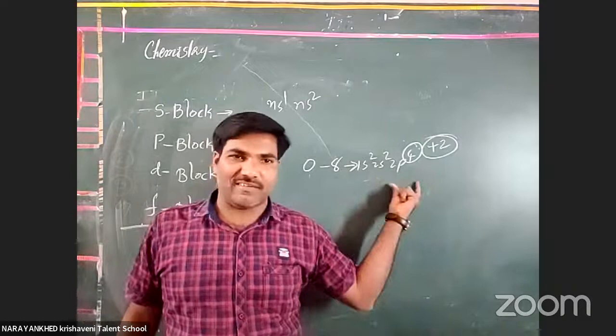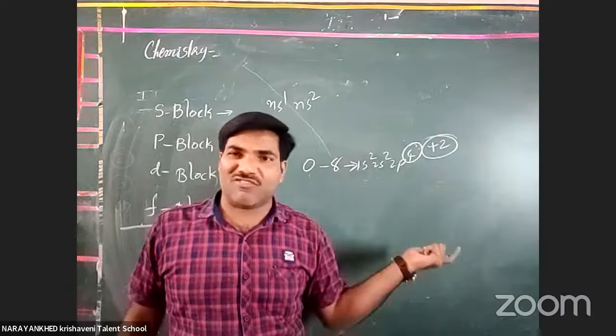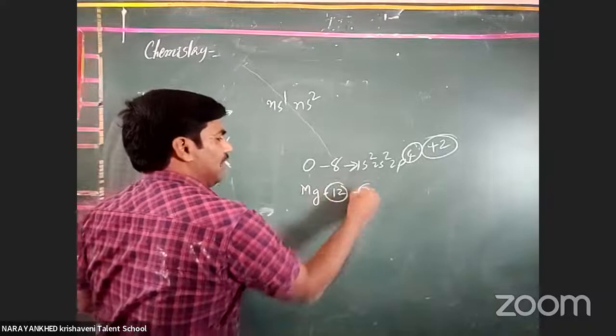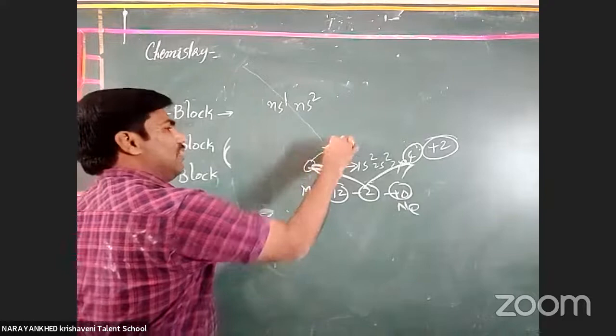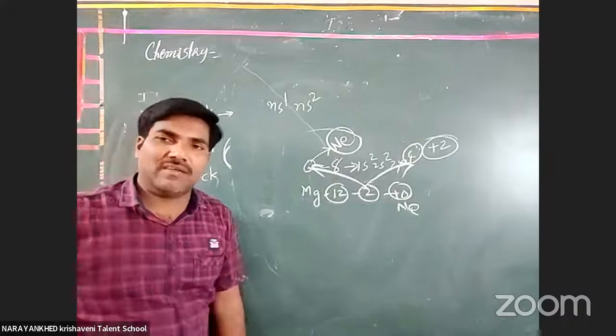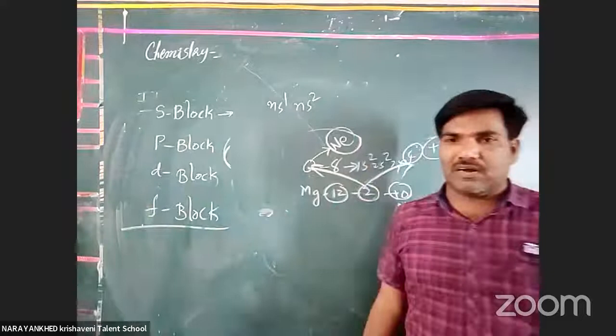Suppose magnesium oxide: magnesium loses its 2 electrons. What is the magnesium atomic number? 12. It wants to become 10, neon. What happened? It loses 2 electrons, and these are taken by our oxygen. Got it or not? When it is taken, oxygen with -2 will form as what? Neon. Understood, all of you? In this way, oxides are easily formed by our s-block elements.